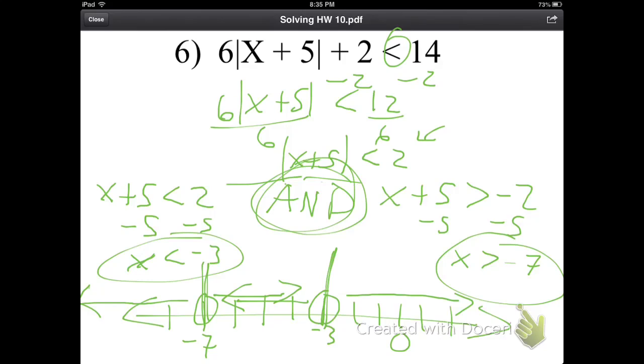And if we were to write that section in interval notation, it goes from negative 7 to negative 3, and we would have round brackets because we have open circles. When you have open circles, it's round brackets for your interval notation. And that should be it.